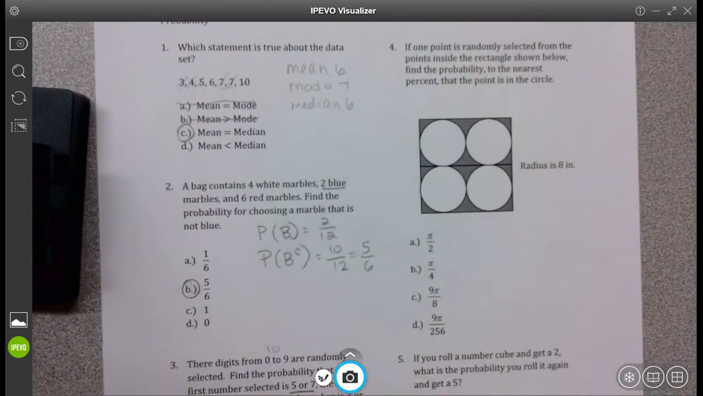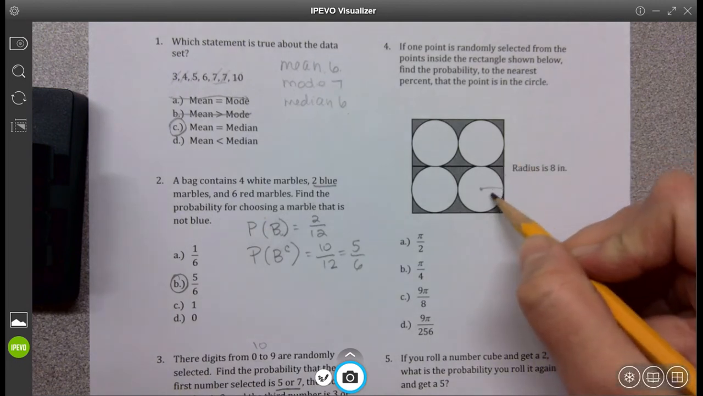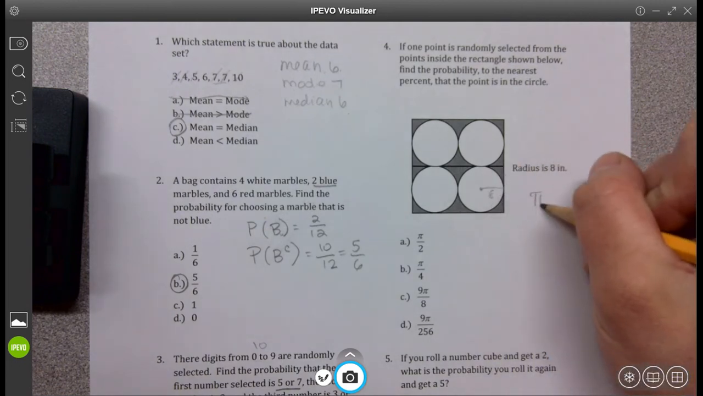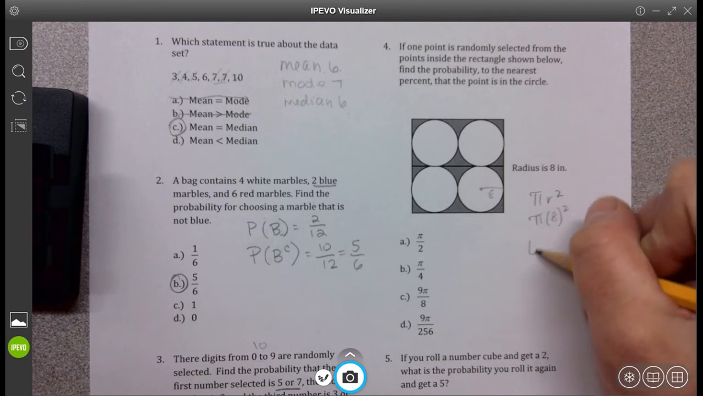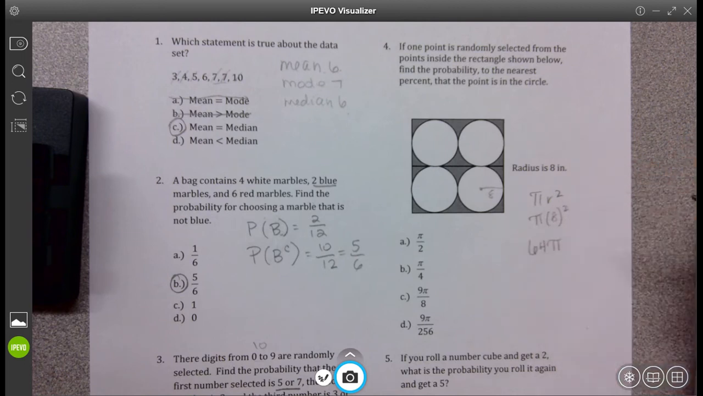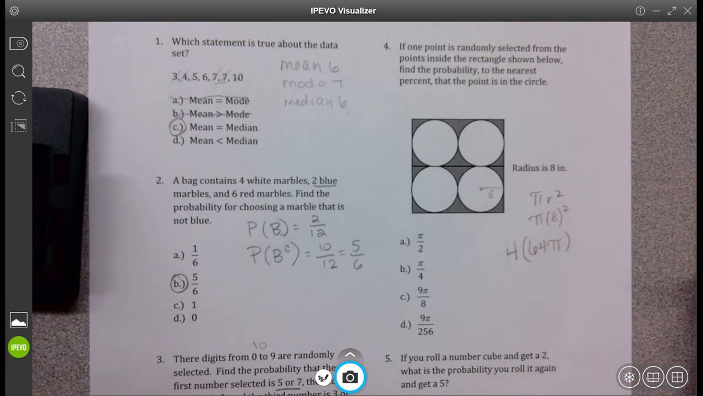Number 4, if one point is randomly selected from the points inside the rectangle shown, find the probability to the nearest percent that the point is in the circle. The radius is 8. Pi r squared is how you find the area of a circle. So 64 pi is the area of a circle. We have 4 circles.